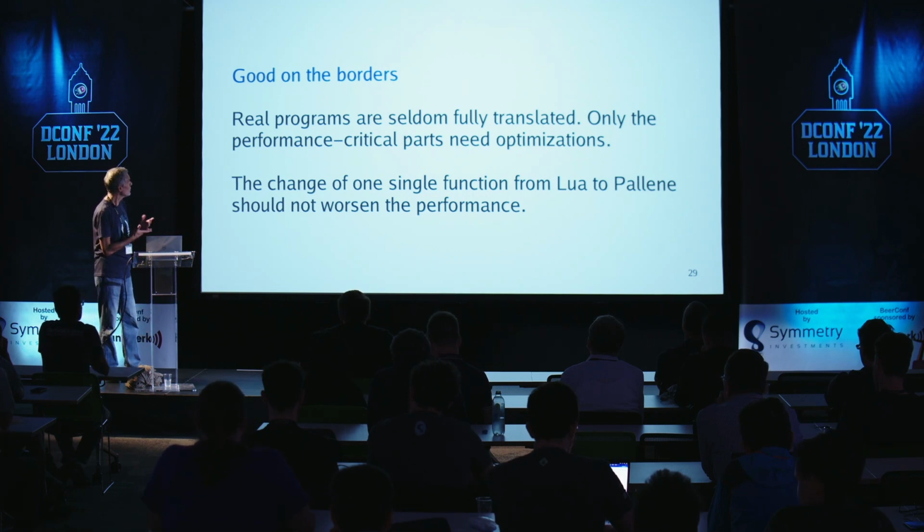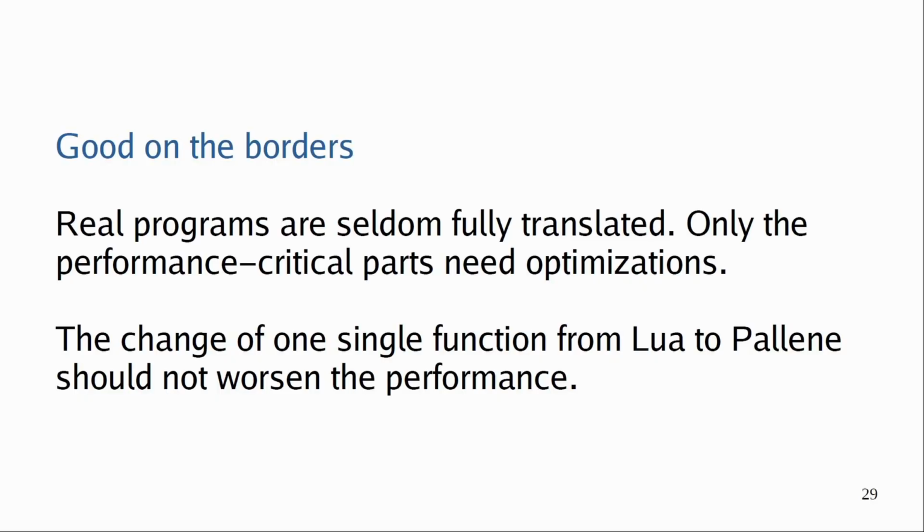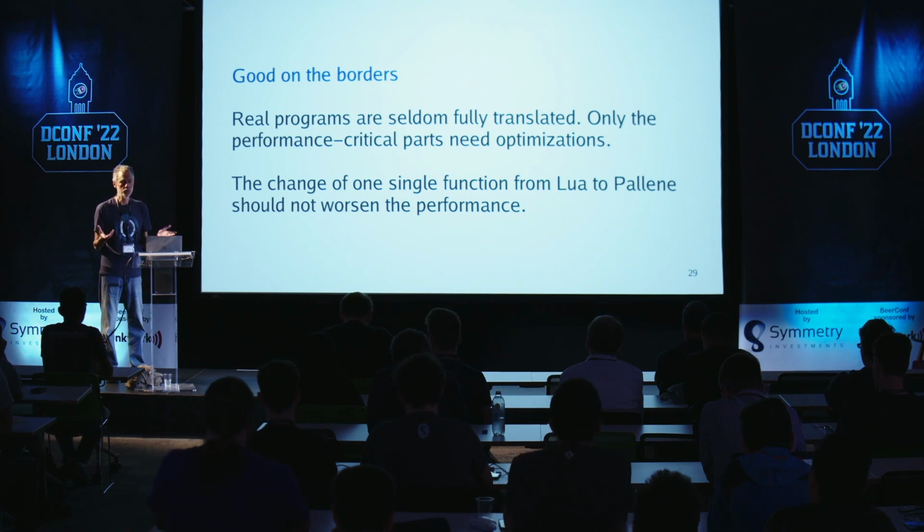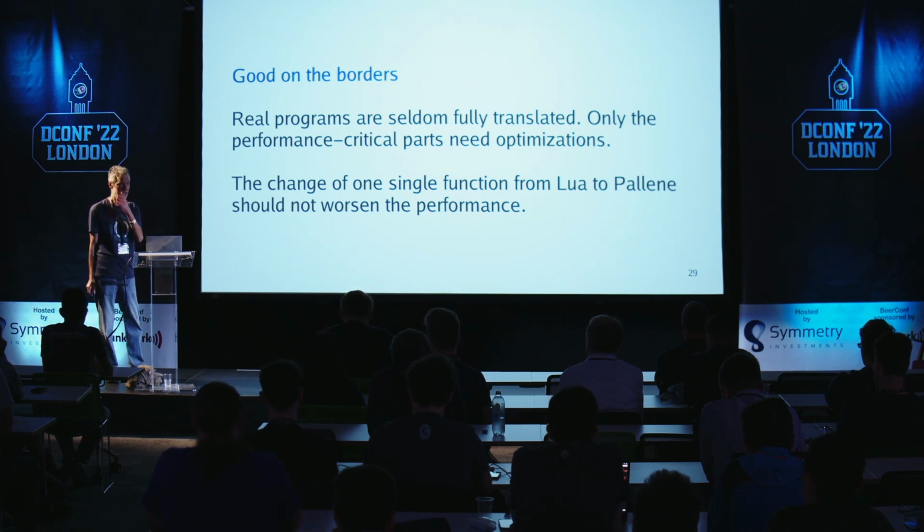As I said, it should be good on the borders, because you want to translate only the critical parts of the performance. You don't want to translate the whole program. So you shouldn't lose any gain that you got from translating to Pallene, calling Pallene from Lua or calling back Lua from Pallene.